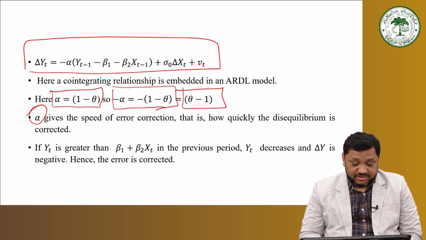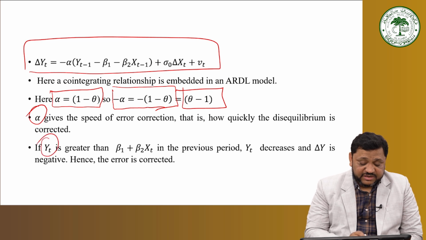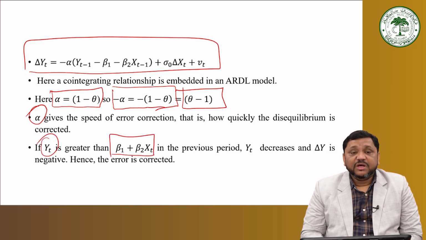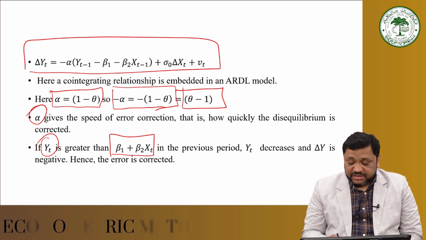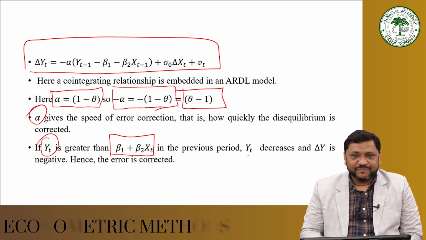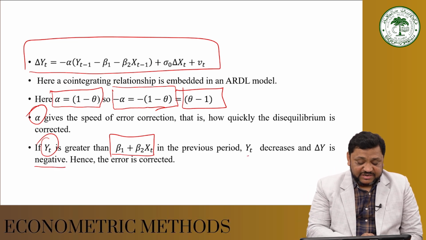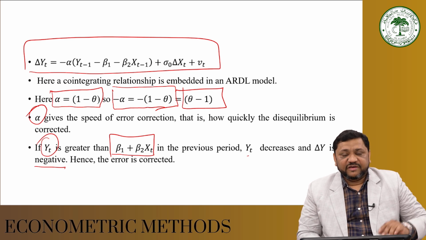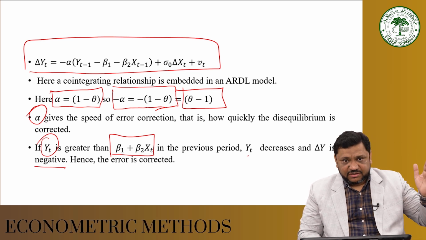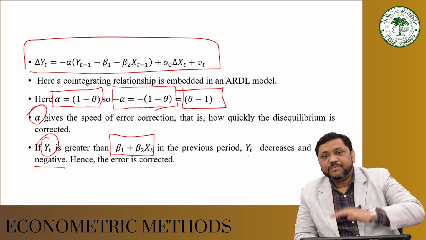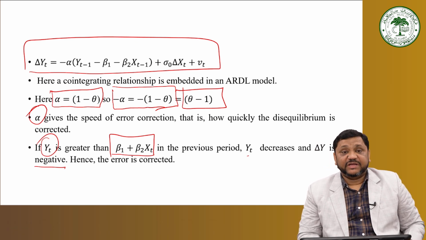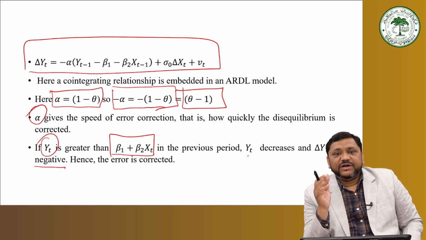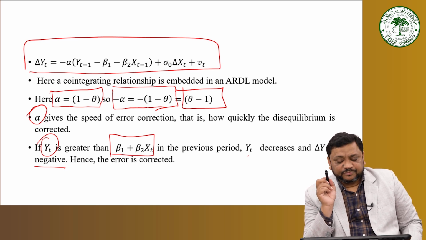If y t is greater than beta 1 plus beta 2 x t in the previous period, then y t decreases and delta y is negative. So if y t is greater in the previous period, then in the next period it will decrease, so it will return back to the equilibrium. Hence the short run deviation is corrected.